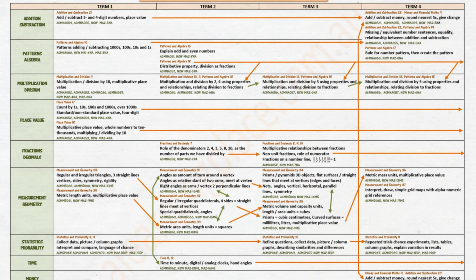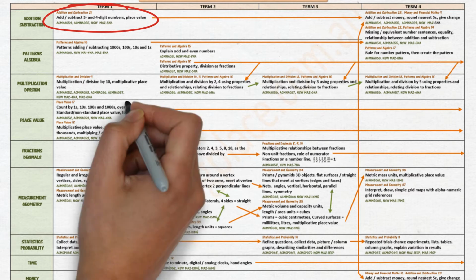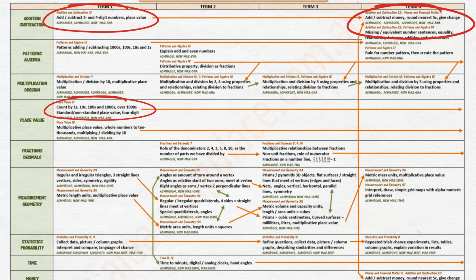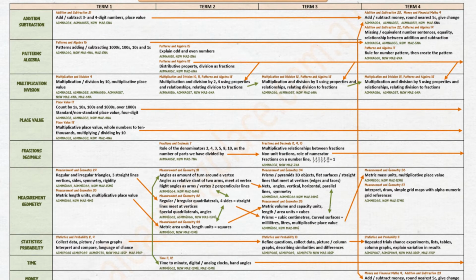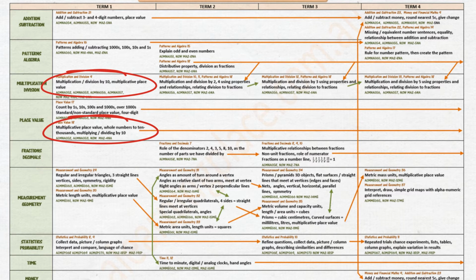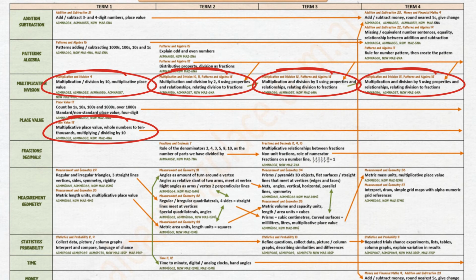As we can see, the focus of number and algebra in Year 3 is adding and subtracting 3 and 4-digit numbers using place value, including as money. In Year 3, children begin to investigate multiplication and division multiplicatively. They investigate multiplication and division by 10 using multiplicative place value, and they investigate multiplying and dividing by 2, 4, 3 and 5 using the distributive property and the relationship between division and fractions.